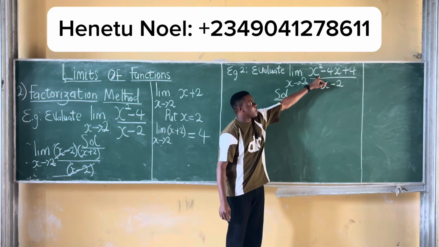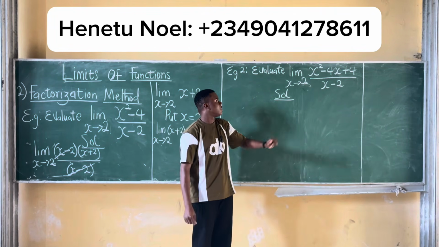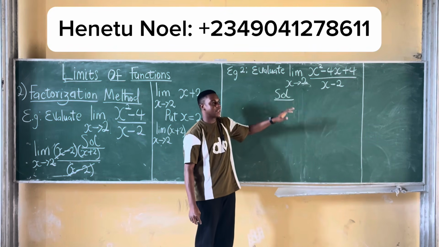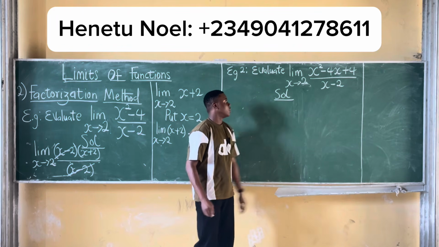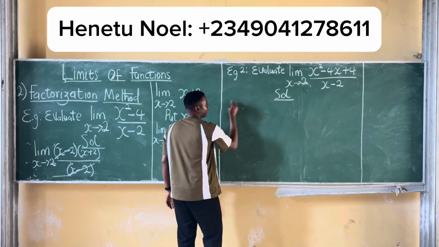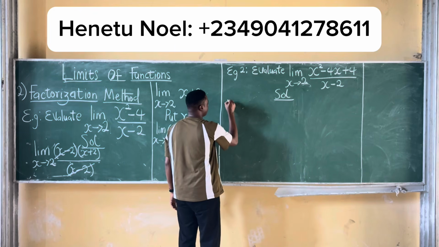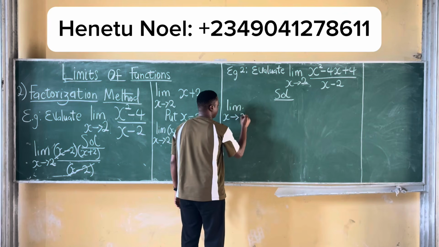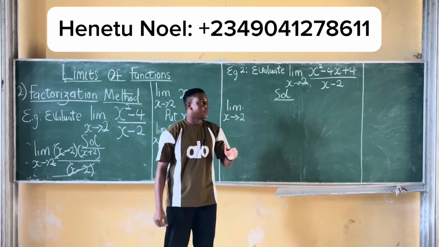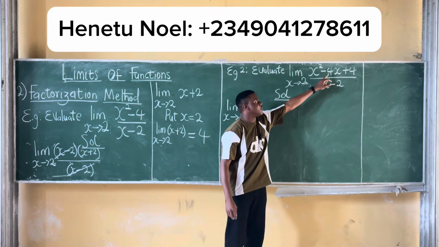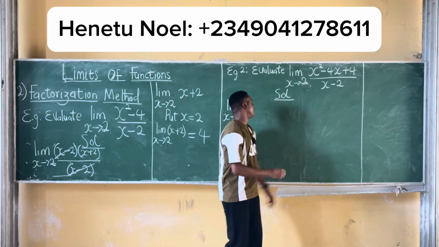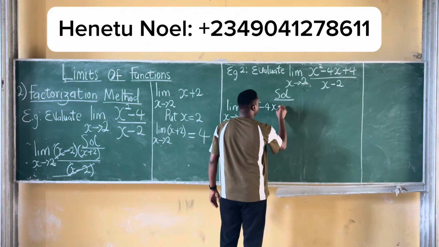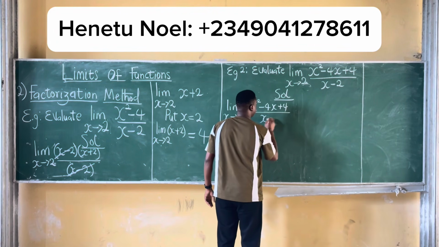To solve this, we are going to use the concept of factorization, of course. So we have to factorize the numerator and see if we can cancel out so that we can evaluate the limit as x tends to 2. So in order to do that, we start solving. So this becomes the limit. All right. Now, let us factorize this numerator. I'll write x squared minus 4x plus 4 over x minus 2.